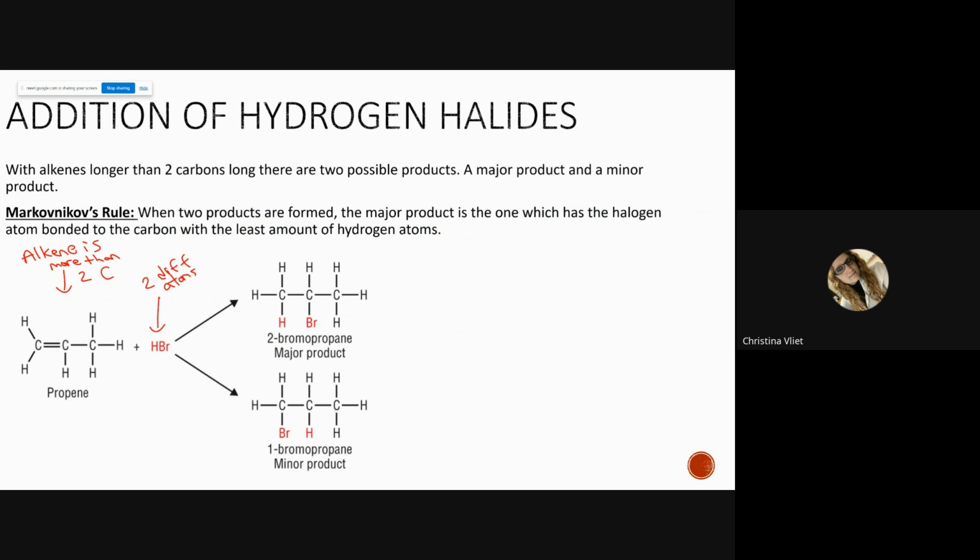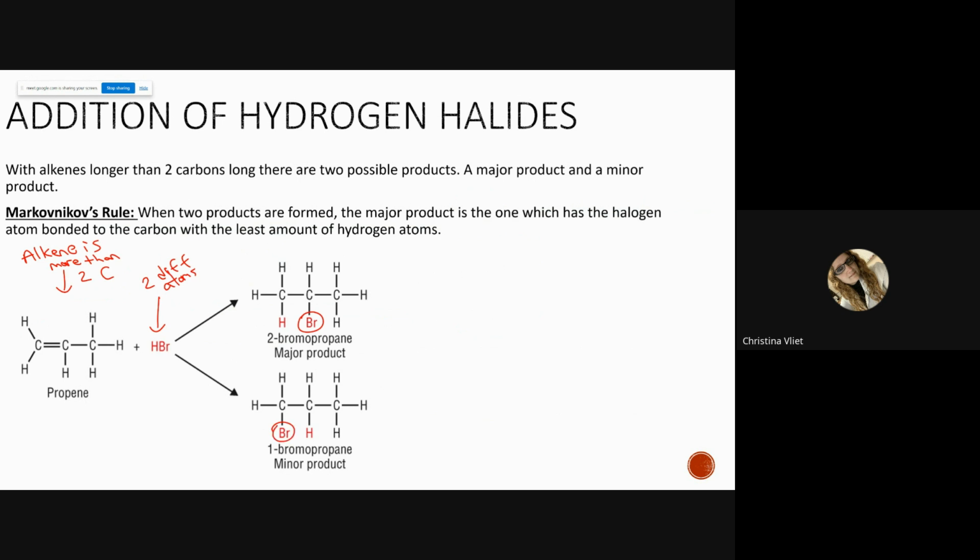In this one, if I have HBr, there's a possibility of getting the hydrogen on the end and the bromine in the middle, or the bromine on the end and the hydrogen in the middle. Those 2 different products would have 2 different names, right? One with the bromine in the middle would be called 2-bromopropane, and one with the bromine on the end would be called 1-bromopropane.